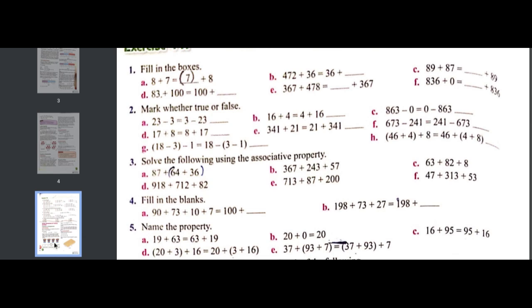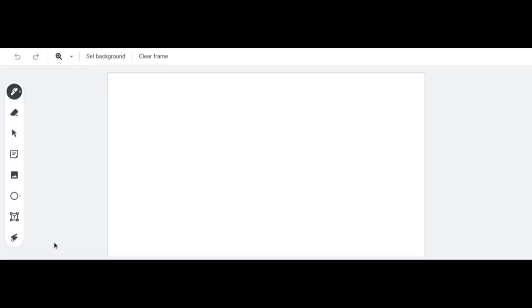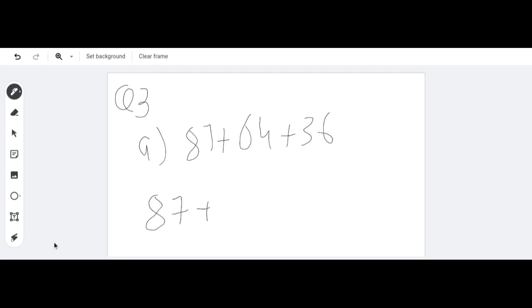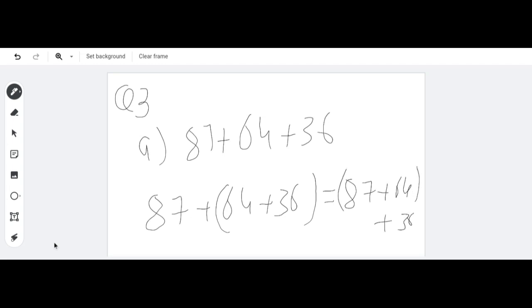You have to produce this. For example, look here. I will do question number 3, part A. The question says 87 plus 64 plus 36. You have to represent it as (87 plus 64) plus 36, and on the opposite side, 87 plus (64 plus 36). Then these two will be added. This is how things work.